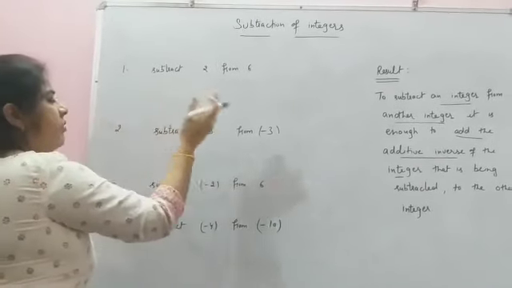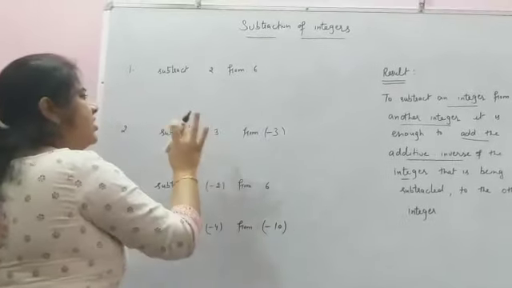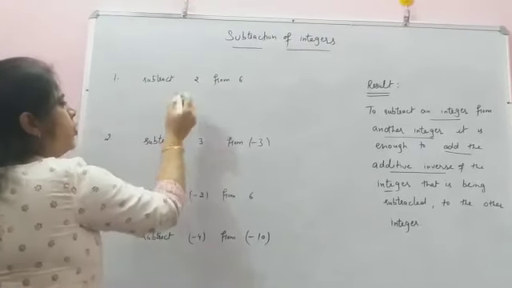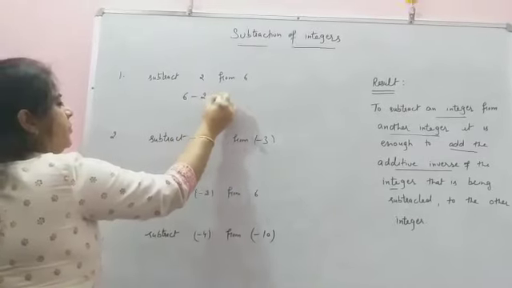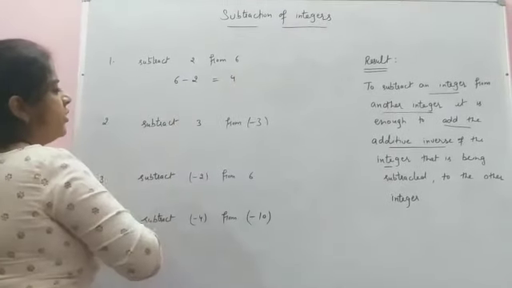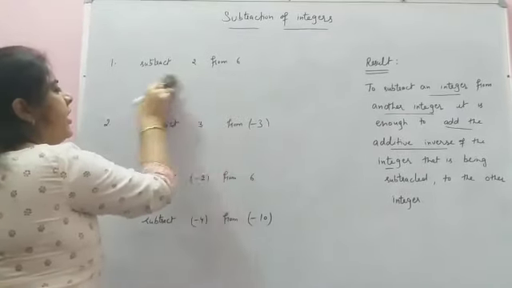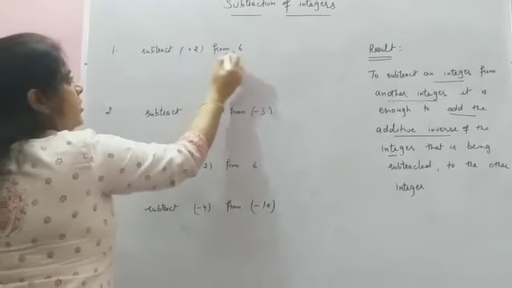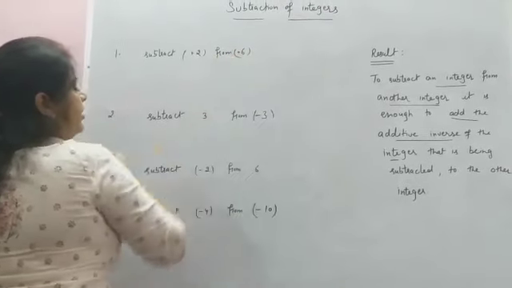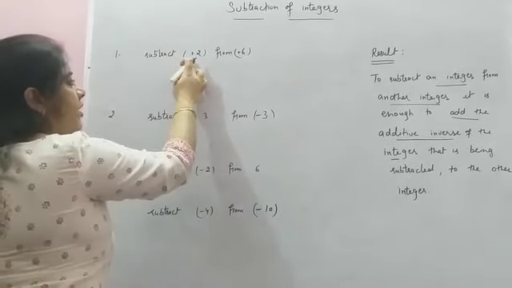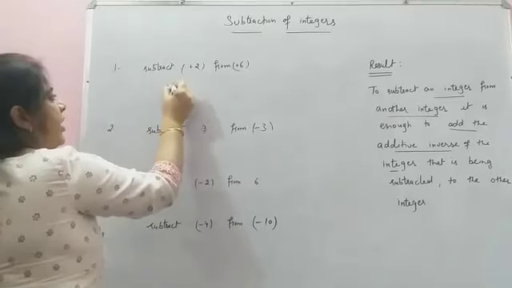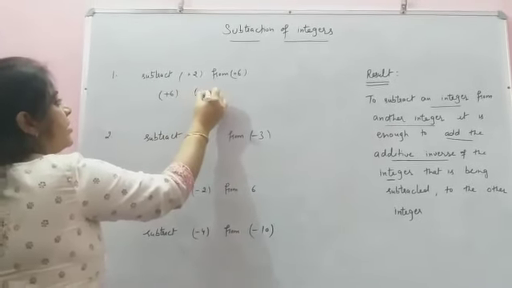See, you have done this in your earlier classes very simply: subtract 2 from 6. You always do it like this. What is the answer? This is 4. It's very simple. Now see how we are doing this. This is a positive integer. This is also a positive integer. We have to subtract a positive integer from a positive integer. You write like this. Now we are subtracting.